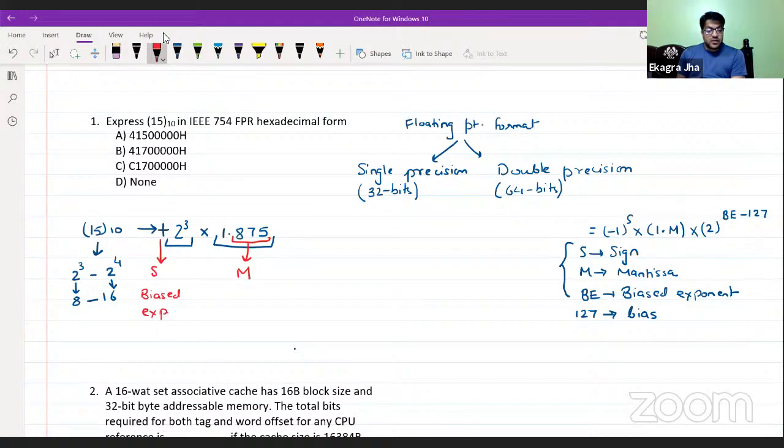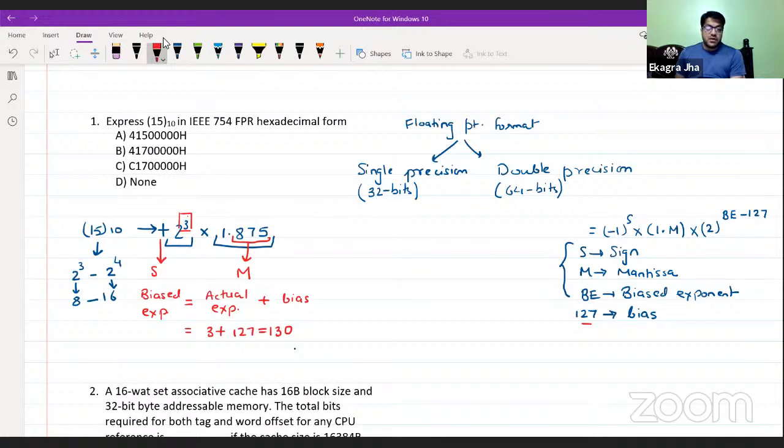Biased exponent is equal to actual exponent plus bias. We already know the bias is 127 according to the IEEE 754 single precision format. The actual exponent we just calculated as 3. So the biased exponent BE should be 3 plus 127, which is 130. This will be our biased exponent.